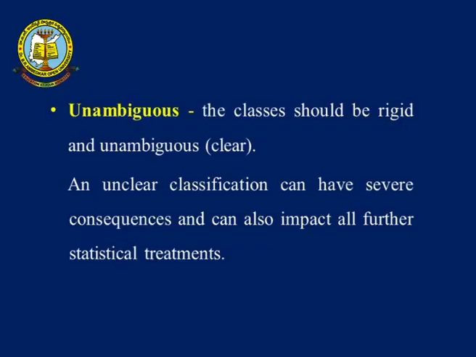The first one is unambiguous, that means the classes should be rigid and clear. An unclear classification can have severe consequences and can impact all the further statistical treatments. What I said earlier, same thing: if your information is not in clear form, we can't draw any statistical inference, the further investigation is lost, and we cannot implement our results in a real-time environment. That is why your data should be rigidly defined, and your classification should be rigid.